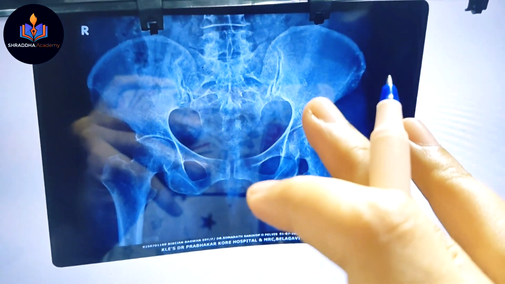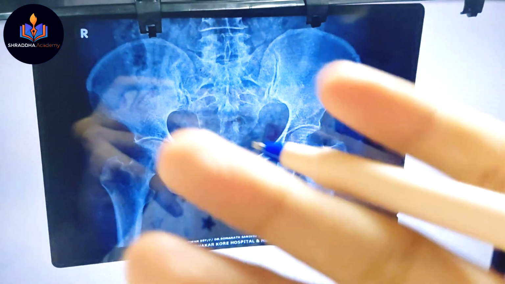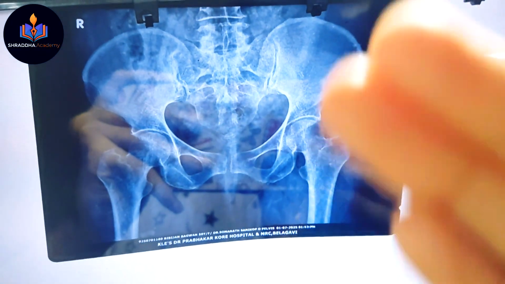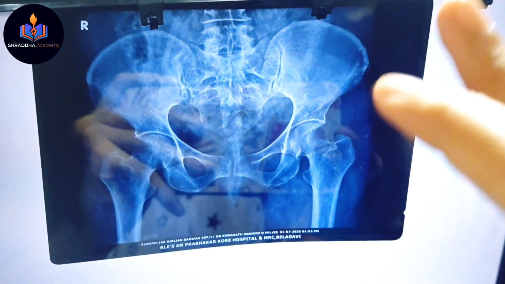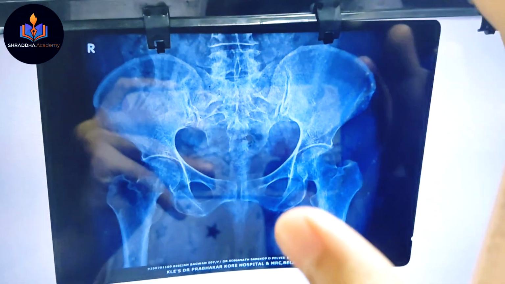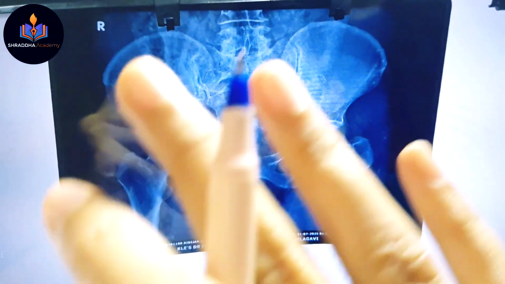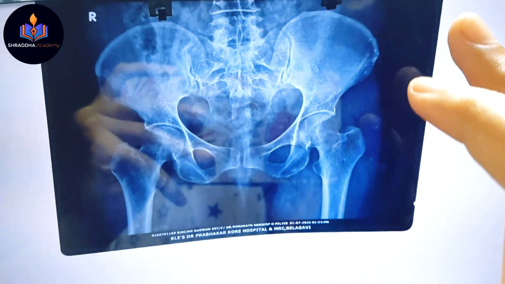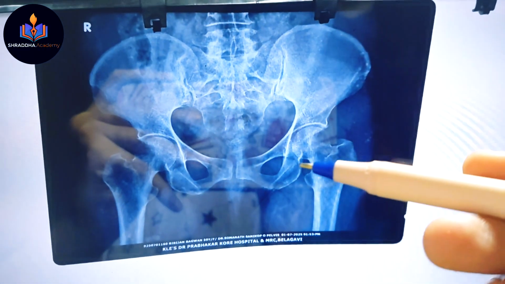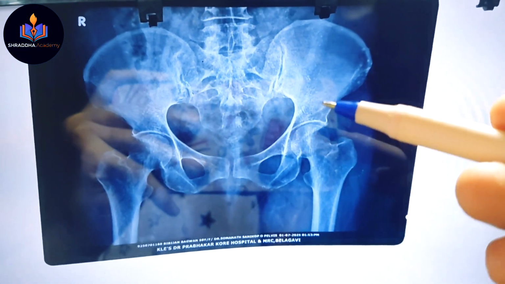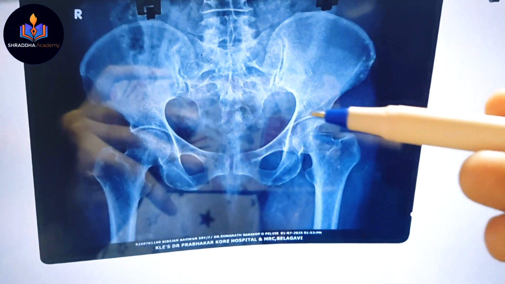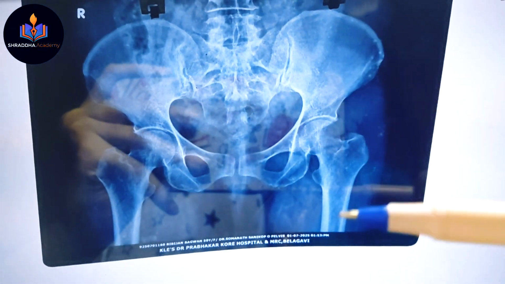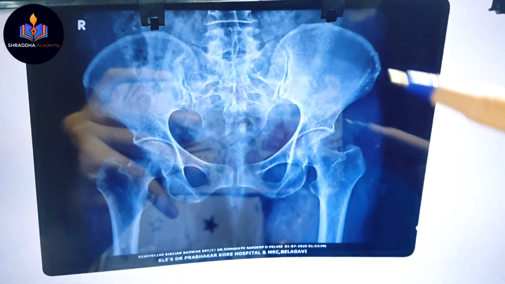Which kind of x-ray is this? In the practical examination you should say this is a plain x-ray of the anterior posterior type, as you can see the covering of the anterior part. So this is the pelvic joint, you should say. Don't just say this is the hip joint, because the whole pelvic bones are present here. So you have to say this is the pelvic joint x-ray.